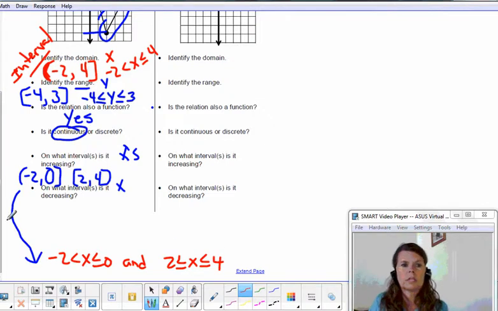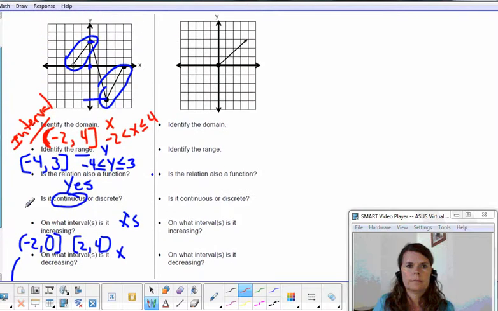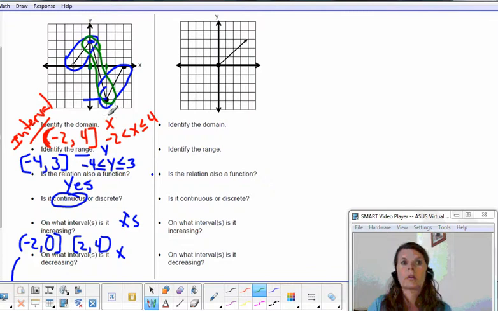Okay, where's it decreasing? I'm going to do that in green. I'm going to switch colors here. So right here it's decreasing. This is where it's going downhill. And our x value is 0, and here our x value is 2. So from 0 to 2, it's going downhill. Woo! Downhill.